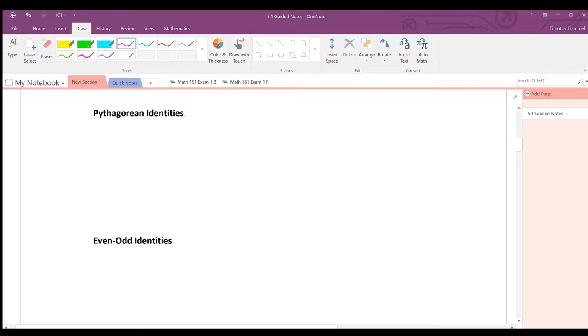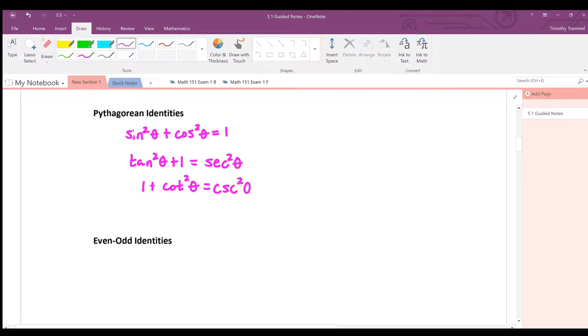And then our Pythagorean identities, we have sine squared theta plus cosine squared theta is equal to 1. We have tangent squared theta plus 1 is equal to secant squared theta. And we have 1 plus cotangent squared theta is equal to cosecant squared theta. There we go.